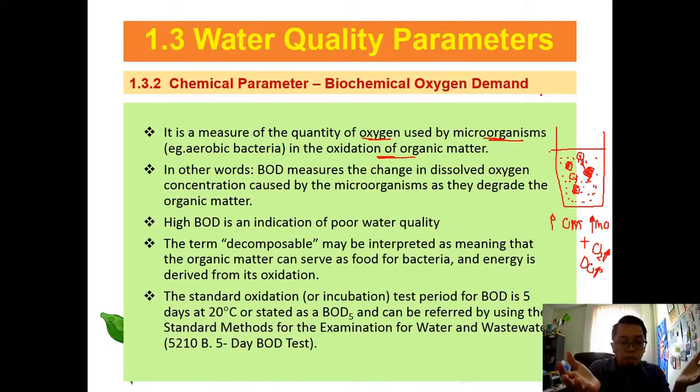When the BOD concentration is high, that indicates that the water quality is poor. Okay, do you understand? If the organic matter is higher in the water, the microorganisms will do extra work. When they do extra work to degrade the organic matter, they require more oxygen, dissolved oxygen, in the water. So they will reduce the amount of DO in the water to degrade the organic matters.